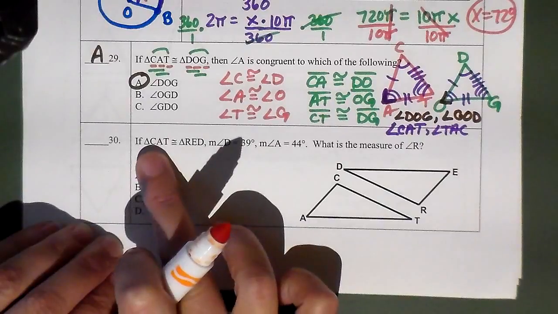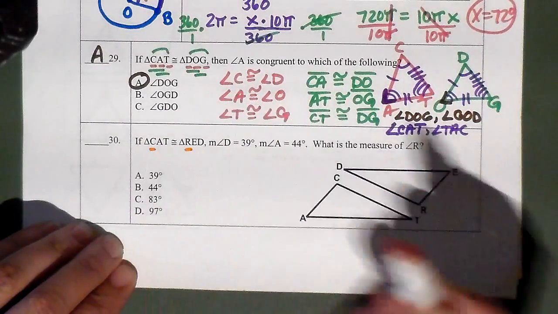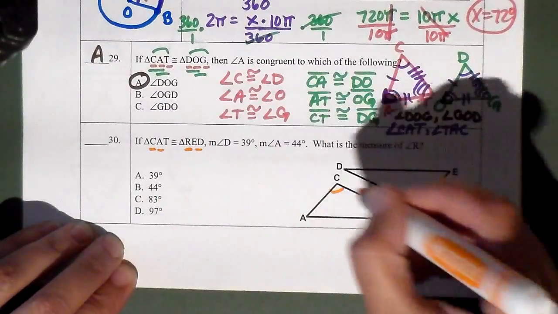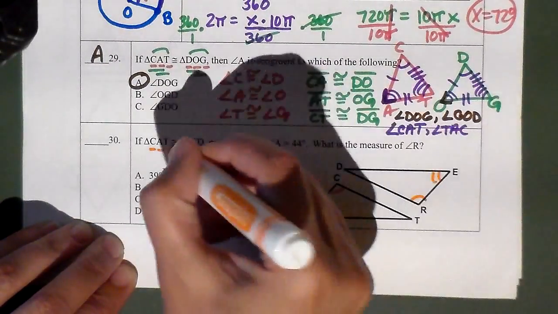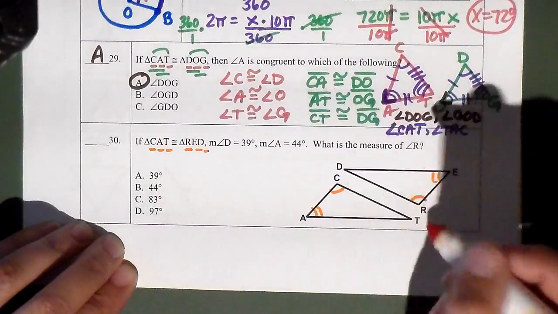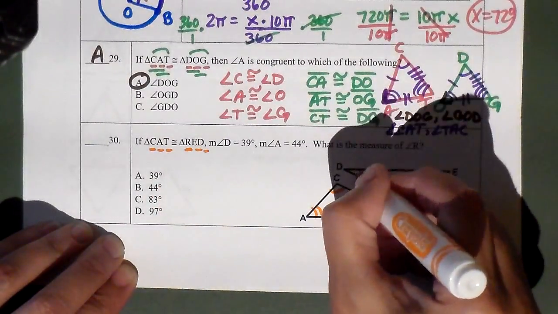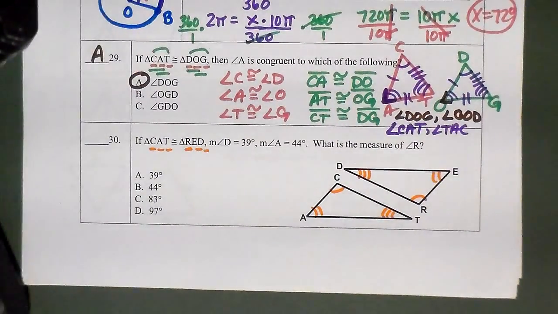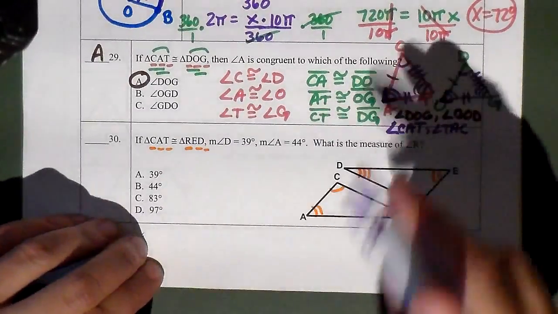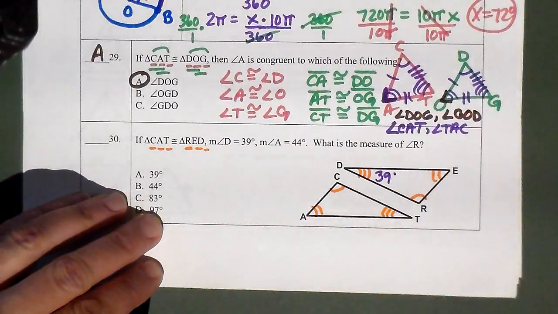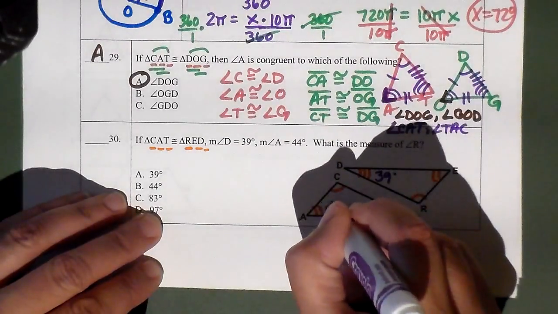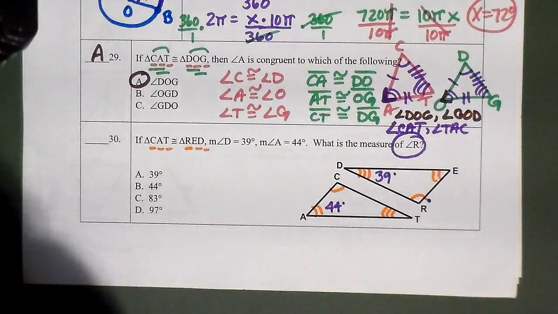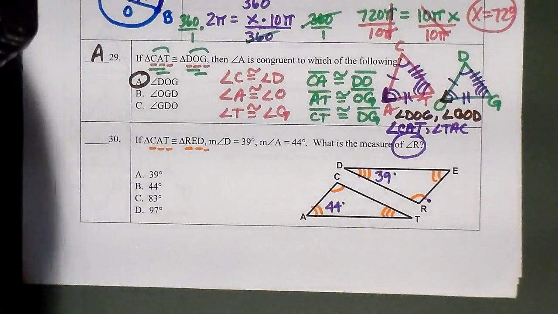First of all, I'm going to mark everything I know. Angle C is congruent to angle R. Angle A is congruent to angle E. And angle T is congruent to angle D. So we know those guys measure up. Now I don't have to do the sides here because I'm looking for angles. So it says if the measure of angle D is 39, the measure of angle A is 44, what's the measure of angle R? This guy.